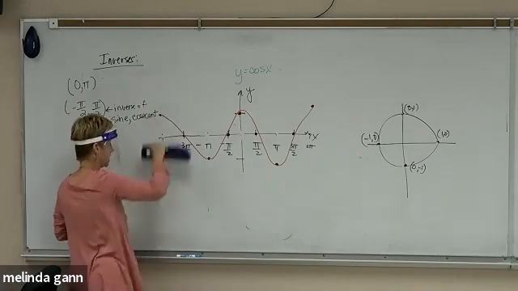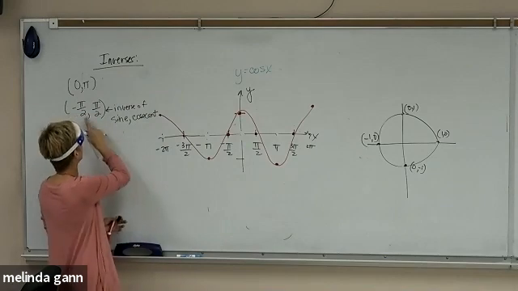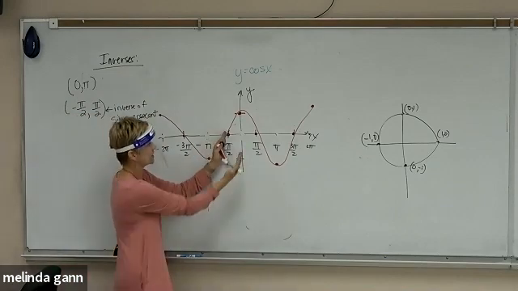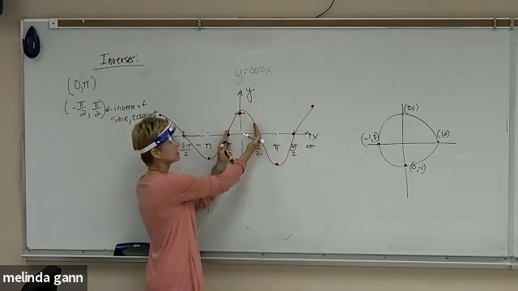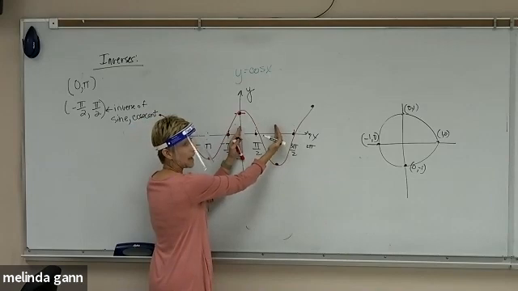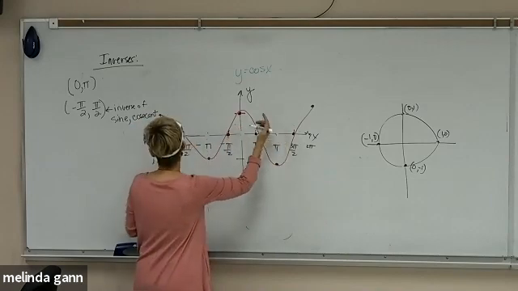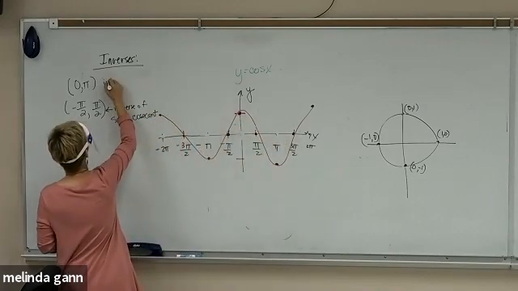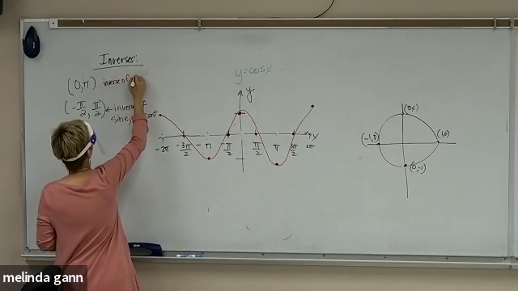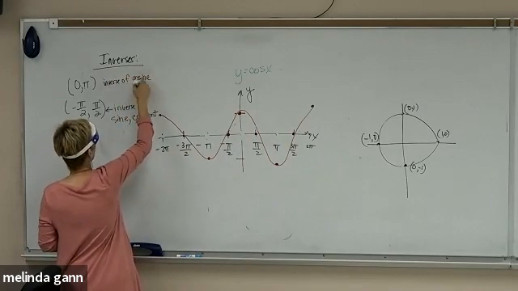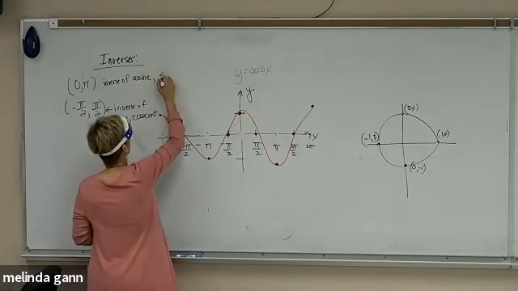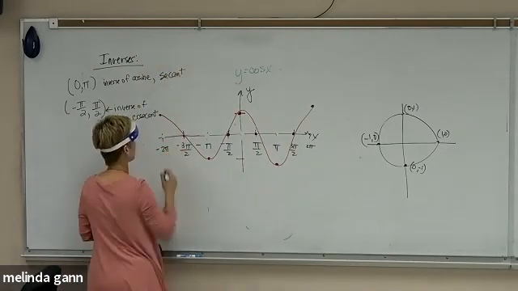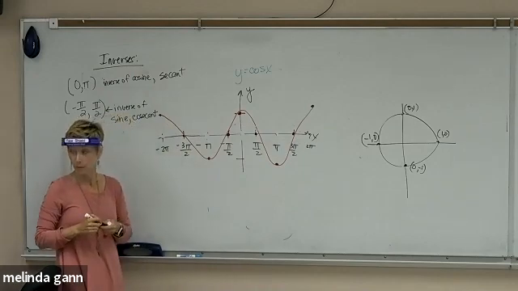Okay. Now, if I chop it off between negative pi over 2 and pi over 2 like I did last time, is that going to work for cosine? No. So what's my other choice? 0 to what? Pi. So this time, I'm going to have to put cosine up here. Now, if cosine's up here, what's going to follow cosine? Secant. Okay?